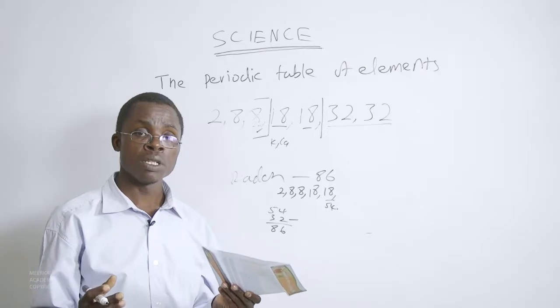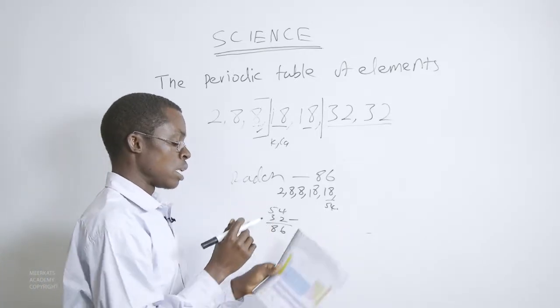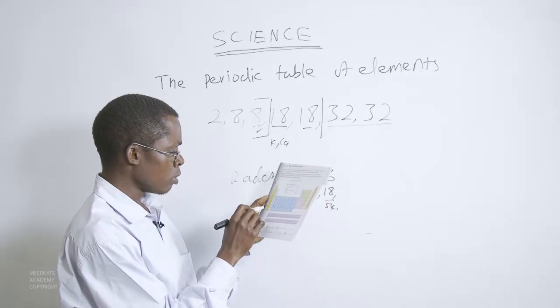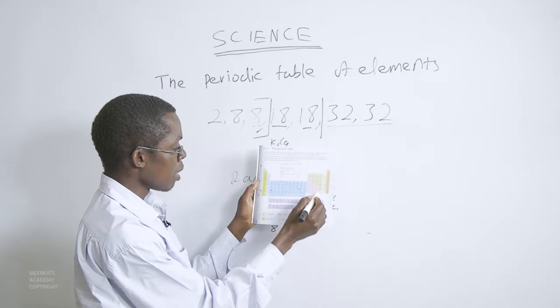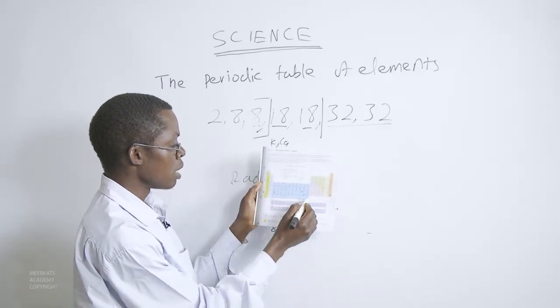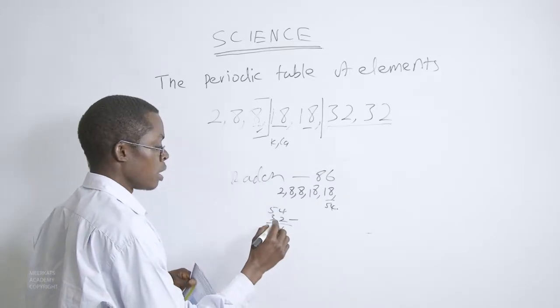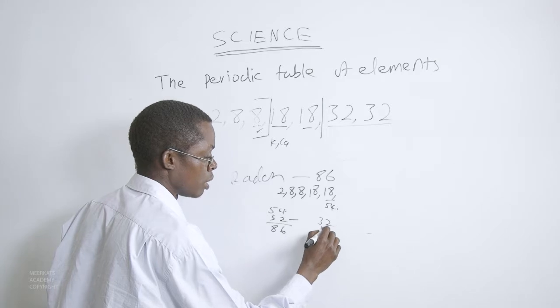Just like we did for gold. You remember the actinoids and lanthanoids. So this one, do we talk of lanthanoids or actinoids? It is in 6. We are talking about lanthanoids, not actinoids. Actinoids is the last one. So we now have to subtract 14 from 32.